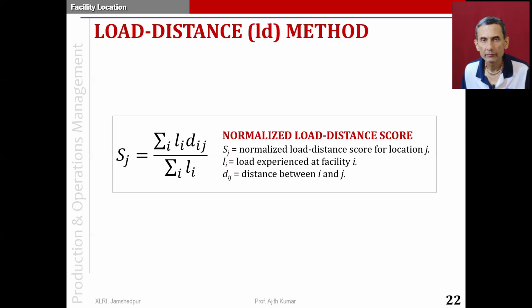So similar to the way we computed the X and Y coordinates in the centroid method, we compute what is called the load distance score for each location using this formula, the sigma over i of Li Dij. Dij stands for the distance between the existing locations and the proposed new location. So sigma over i of Li Dij divided by sigma over i of Li. It is a weighted score. Here it's also called the normalized load distance score for location j, the proposed location j.